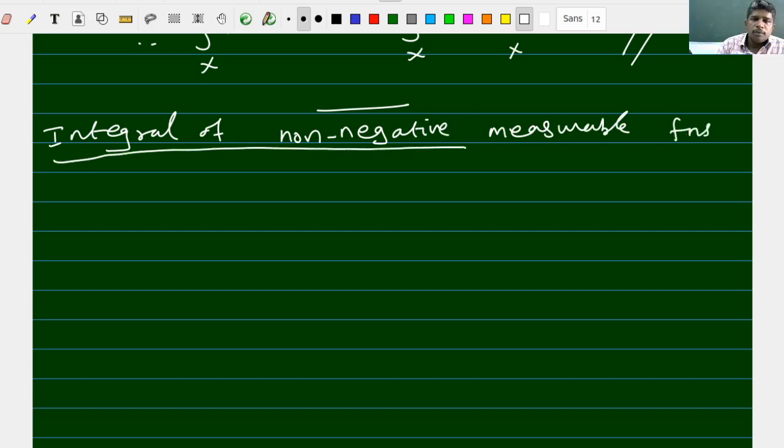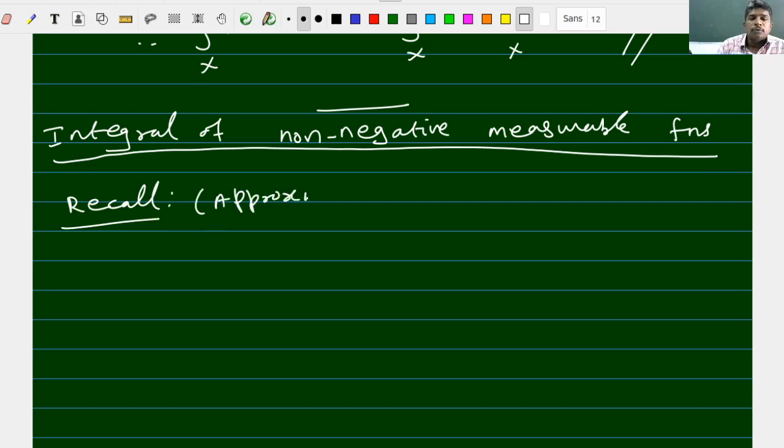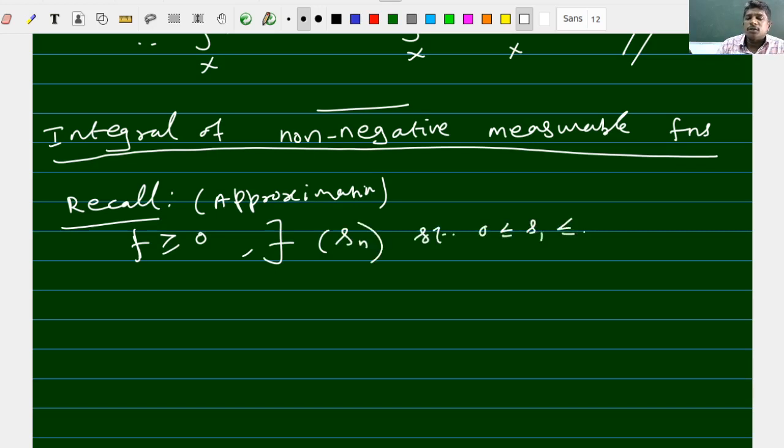Already we have seen the approximation of non-negative measurable functions by simple functions, right? So recall the approximation theorem: suppose f is a non-negative measurable function, then there exists a sequence S_n such that 0 is less than or equal to S_1 less than or equal to S_2 and so on. It is increasing, everything is bounded by f, and S_n converges to f pointwise.